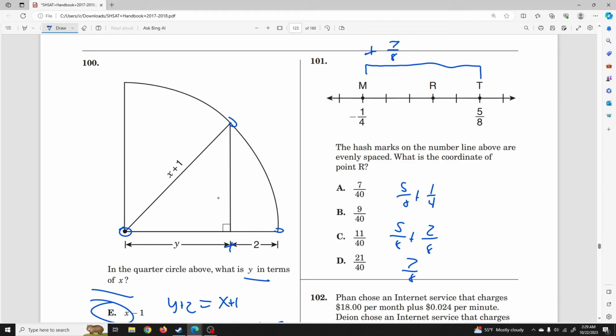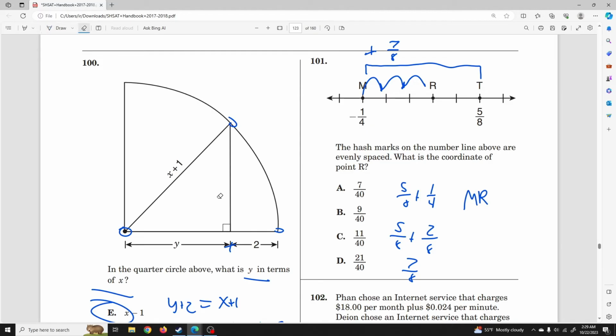Now we know that these are all evenly spaced out, right? So 1, 2, 3. So we know that because these are all evenly spaced out and because there's 5 of them, MR is really just 3/5.